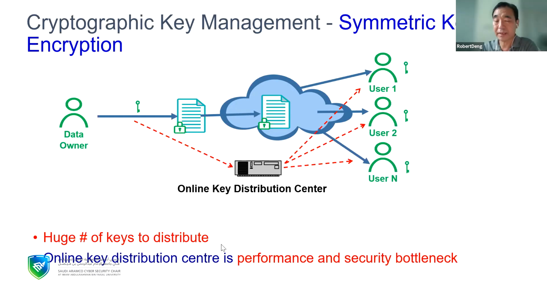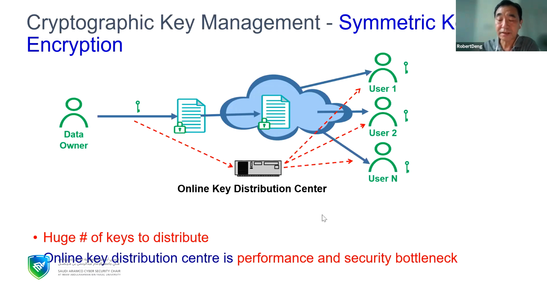The limitation of this approach is that there is a huge number of keys being distributed, because of how many files you have, right? How many keys the center must distribute. And the KGC is always online, so it is a performance bottleneck. And most importantly, it is a security bottleneck. If the center is compromised, your whole system is gone.